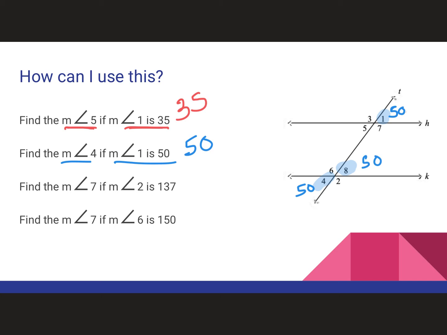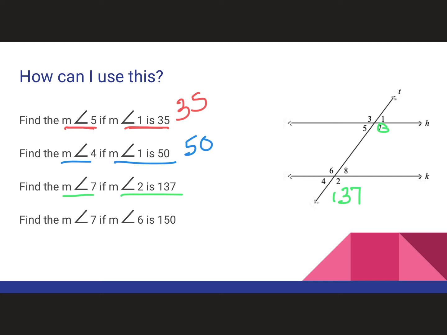Okay, so let's look at another set. Again, I'm going to erase all this because each time I'm changing which angle I know and what its measurement is. Okay, what is the measure of angle 7? So that's right here. If angle 2 is 137, so angle 2 down here is 137.